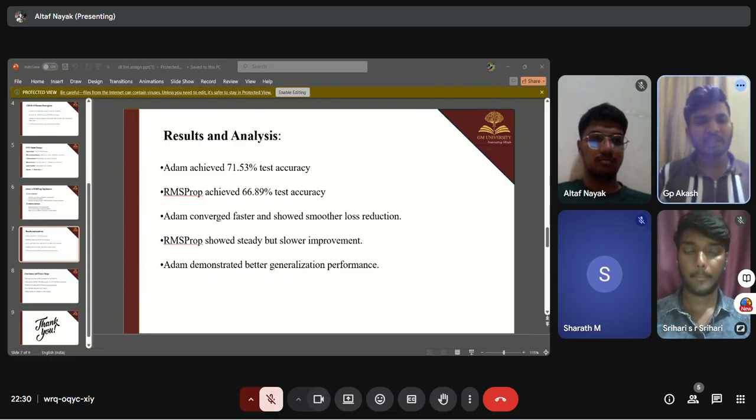For future work, we can experiment with other optimizers such as SGD or others to see if they provide even better performance. Additionally, we can apply learning rate schedules or early stopping techniques to further improve training stability and efficiency. This opens up scope for more optimization research and to enhance deep learning model performance. Thank you.